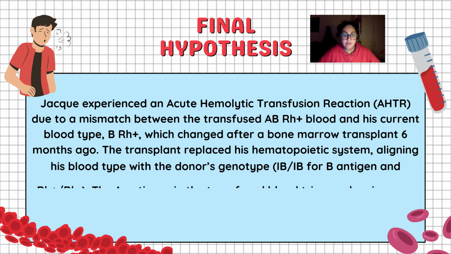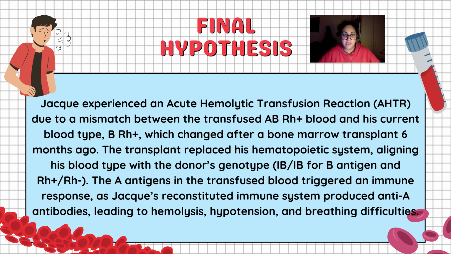Jack experienced an acute hemolytic transfusion reaction, also known as AHTR, due to a mismatch between the transfused AB-Rh positive blood and his current blood type, which is B-Rh positive, which changed after a bone marrow transplant 6 months ago. The transplant replaced his hematopoietic system, aligning his blood type with the donor's genotype, IB/IB for B antigen and Rh positive/Rh negative. The A antigens in the transfused blood triggered an immune response, as Jack's reconstituted immune system produced anti-A antibodies, leading to hemolysis, hypotension, and breathing difficulties.